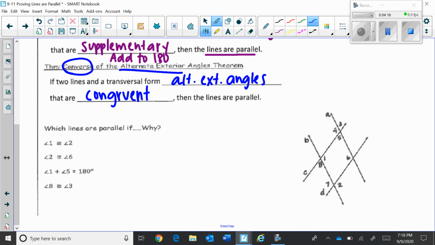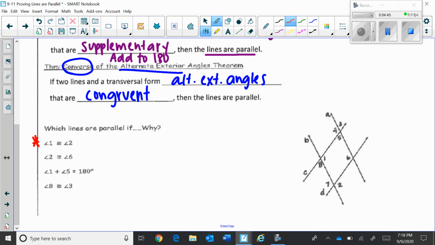In this example down here, it says which lines are parallel if, and then why. This is very similar to an activity we did on the first day of these notes back on Tuesday, where we had to pick out certain angles within our picture, and pick out which were the side-by-side lines and which were the transversals. So let's get started with this. It's a little bit different.